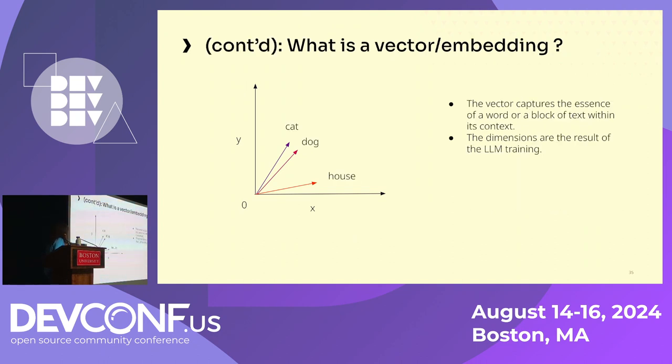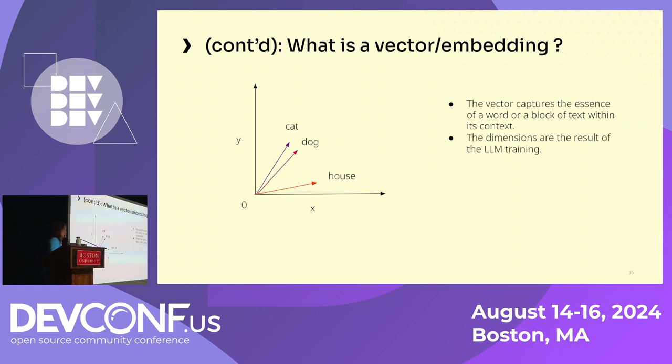This is a more realistic example. You have cat, dog and house. The cat is what is called a query vector coming in. You're looking for something closest to it, and it will be dog that gets returned, because dog is in the same category, so it will naturally be a little bit closer. That's essentially how it works.